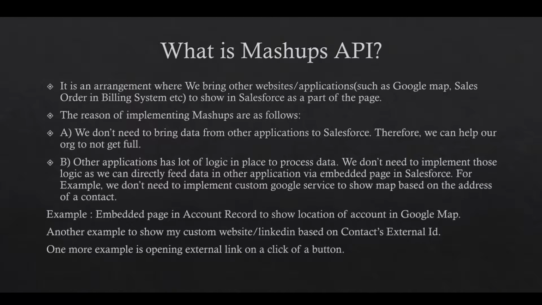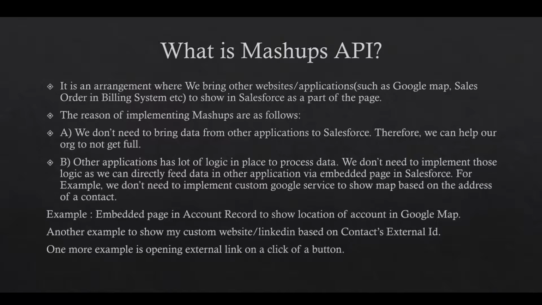Point B says that the other application has a lot of logic in place to process data. We don't need to implement that logic, as we can directly feed data to the other application via an embedded page in Salesforce. For example, we don't need to implement a custom Google service to show a map based on the address of the contact. What it means is sometimes the other application has complex logic in place.